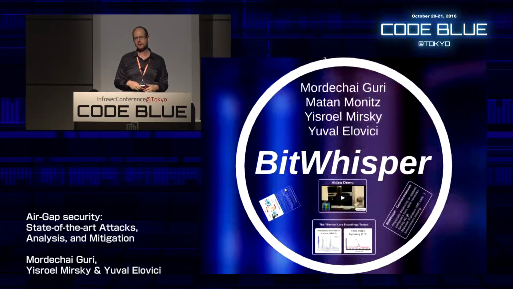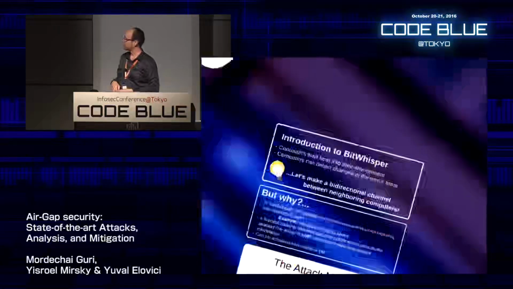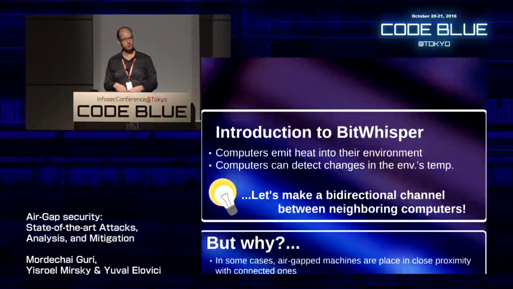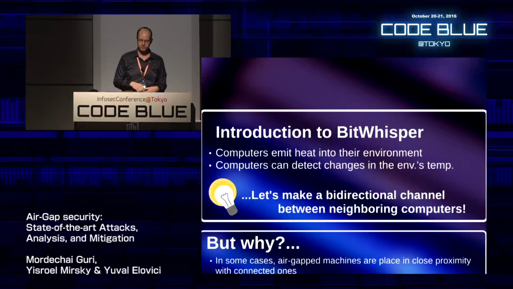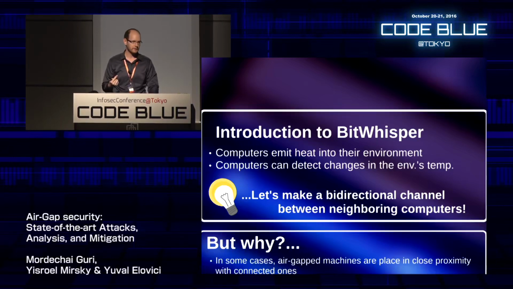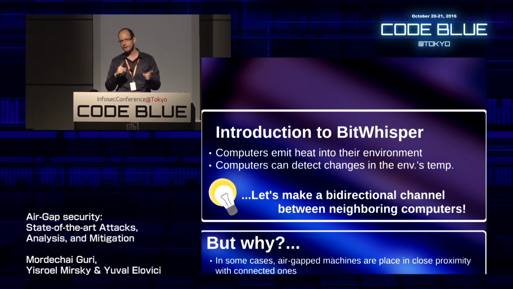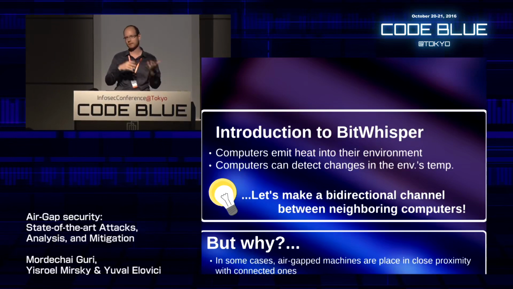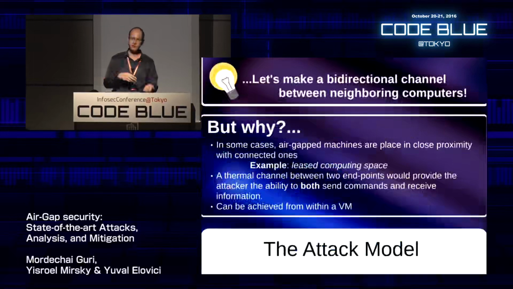Let's move over to the next method of bridging air gaps through thermal channels, and that's BitWhisper. We know computers can receive thermal signals, but we also know that computers can generate heat. Using these two ideas together, we can make a bidirectional channel. That means if two computers happen to be close to one another, one computer can heat up when it wants to send a message to the other, and it can listen on the thermal sensor if another computer is trying to talk to it.